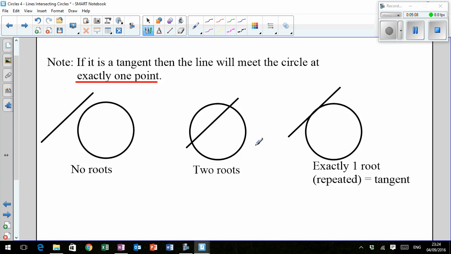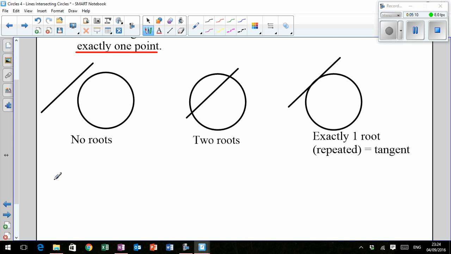And that comes from your discriminant. So no roots when b squared minus 4ac is less than 0, 2 roots when b squared minus 4ac is greater than 0, and exactly one repeated root for a tangent when it's equal to 0. And I'm just going to give you one example, then leave you with two more.